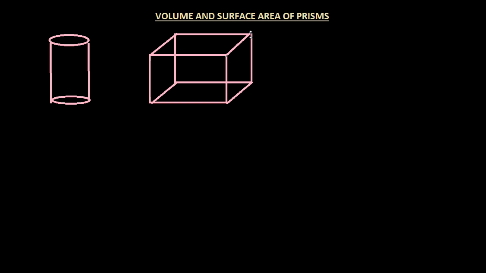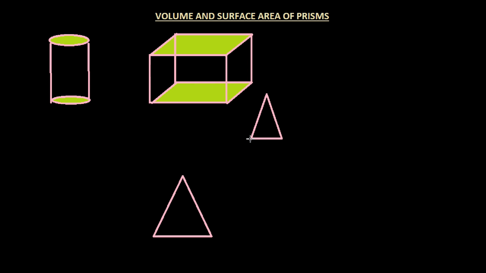Now these two figures are perfect examples of what we call prisms. Prisms are something which have the same area at the top and the same area at the bottom. In fact, even if you cut it horizontally anywhere along the height, it is going to have the same area at the top and at the bottom. That is a prism. So as you see in a cylinder also, this face area is the same as the area of this face, and in a cuboid also the area of this face is the same as the area of this face.